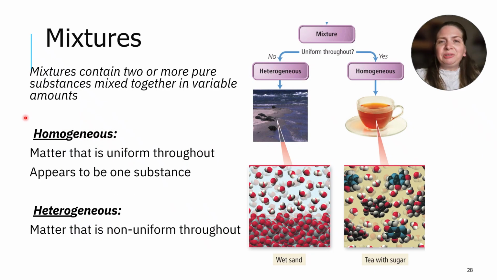Mixtures contain 2 or more substances physically combined together in variable amounts. Homogeneous mixtures appear uniform throughout and may appear to be a single substance because they are mixed evenly. Heterogeneous mixtures are not uniform throughout and may contain visibly different parts.